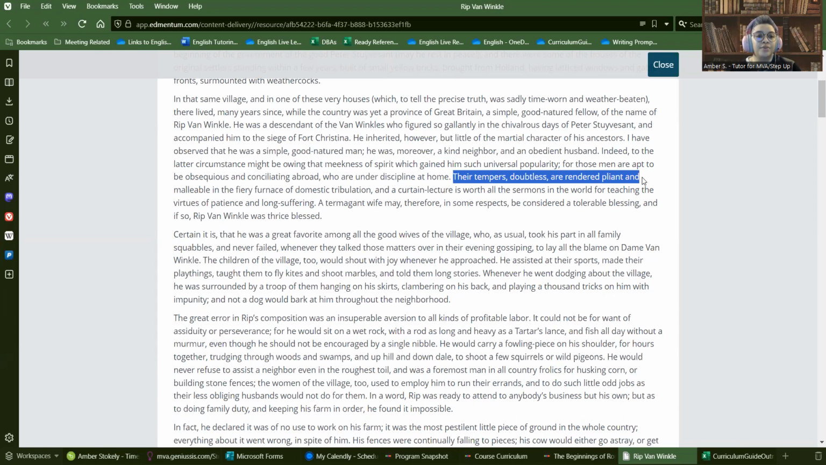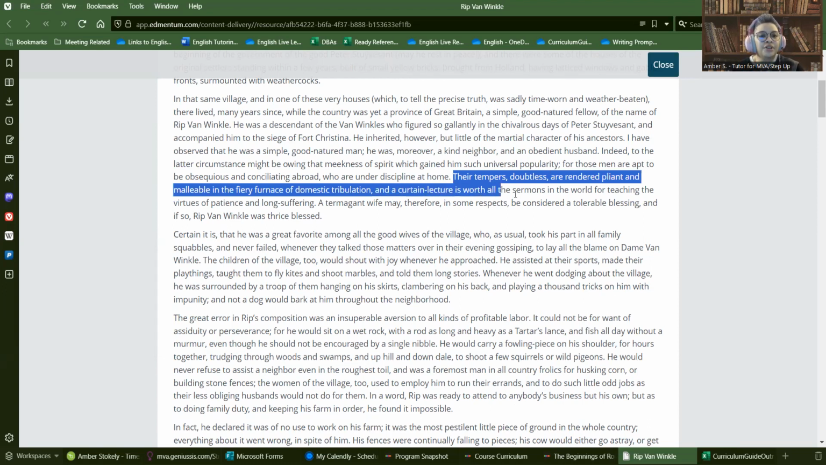Pliant is something that's flexible or bendable, and malleable is moldable. So think of clay. So pliant and malleable is what clay is. So their tempers are basically like clay in the fiery furnace of domestic tribulation. Basically, they're saying he's so soft that whenever there's a fight at home, he folds immediately. He's just a very meek guy, and it's very likely that his family walks all over him at home.